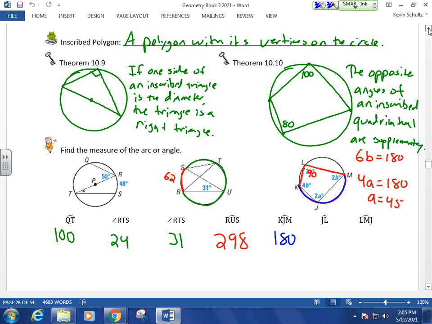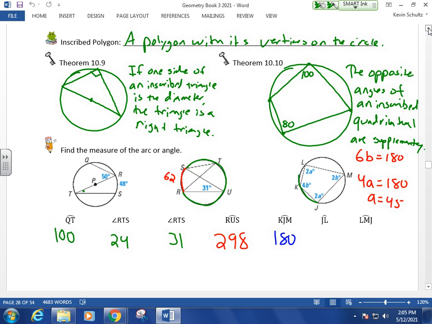All coming together. Arc JL now. Here's where we might want to use that 2b. Yes, 2b and 6b. Get it? Mrs. Chalmers would have gotten it.